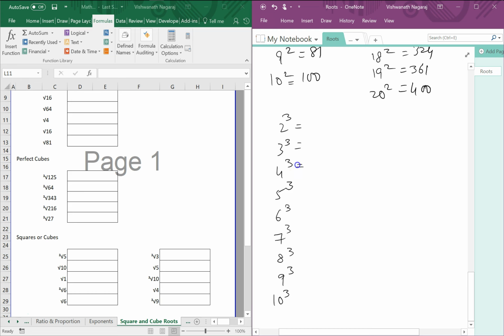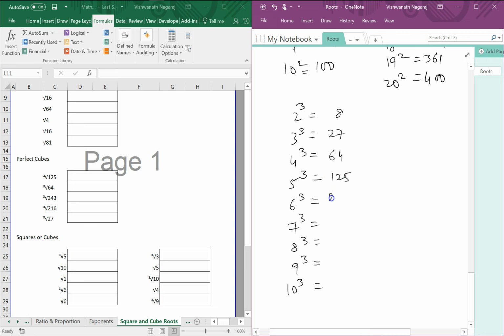At least up to 10 you should remember. 8, 3 3s are 9, 3 9s are 27, 4 4s are 16, 4 16s are 64, 5 5s are 25, 5 25s are 125. Okay, 7 7s are 49, 49 into 7, so that is 343.